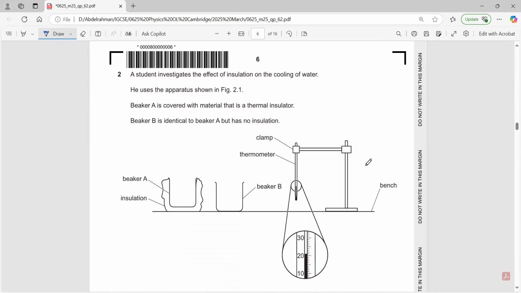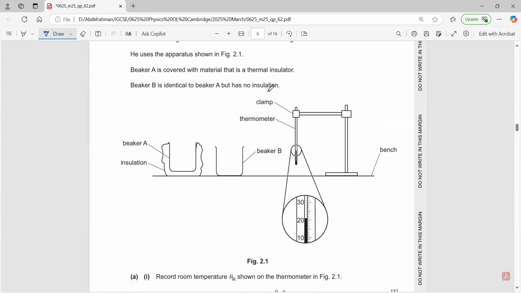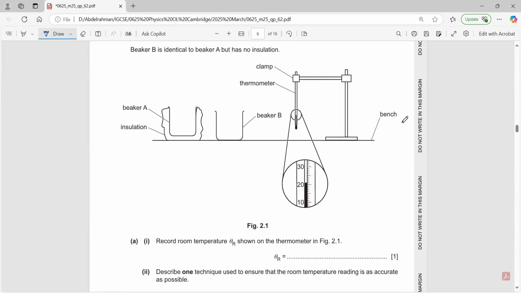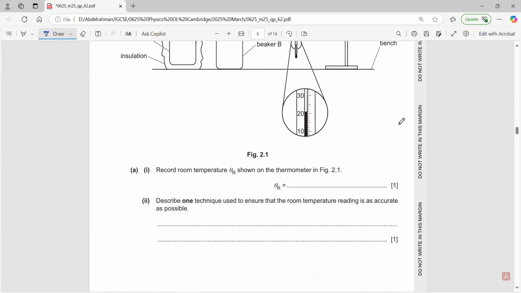Now, question 2. A student investigates the effect of insulation on the cooling of water. He uses the apparatus shown in figure 2.1. Beaker A is covered with a material that is a thermal insulator. Beaker B has no insulation. Record the room temperature theta R. So theta R in this question would be 21 degrees Celsius. Describe one technique used to ensure that the room temperature reading is as accurate as possible.